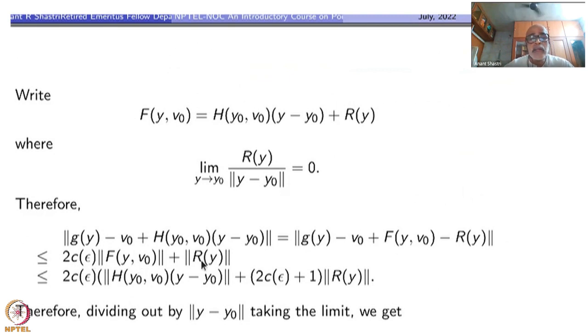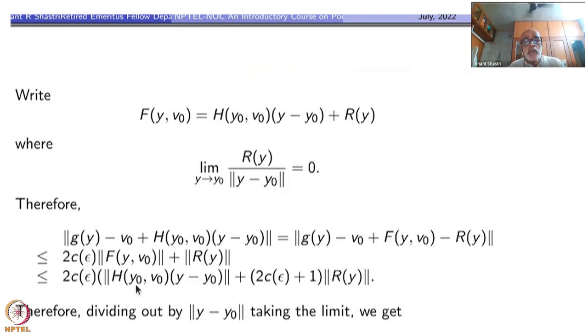Therefore, I can add plus norm of ry. This is the triangle inequality. This term is less than or equal to this term plus this term: twice C epsilon times the norm of F_y v naught, plus norm of ry. But that is the same thing as, now we go back, F_y v naught is this plus this.